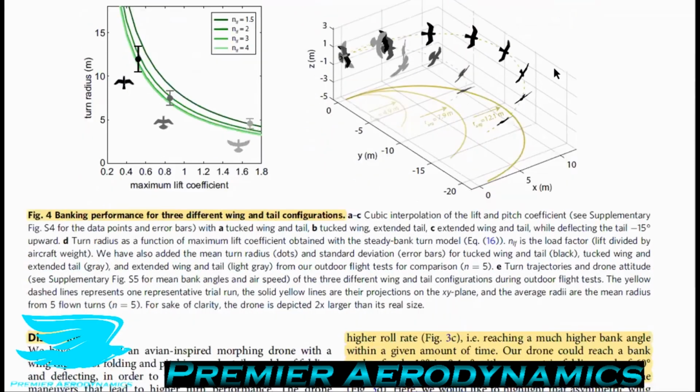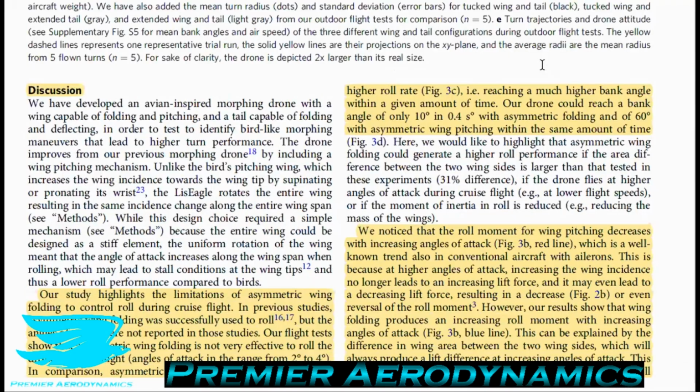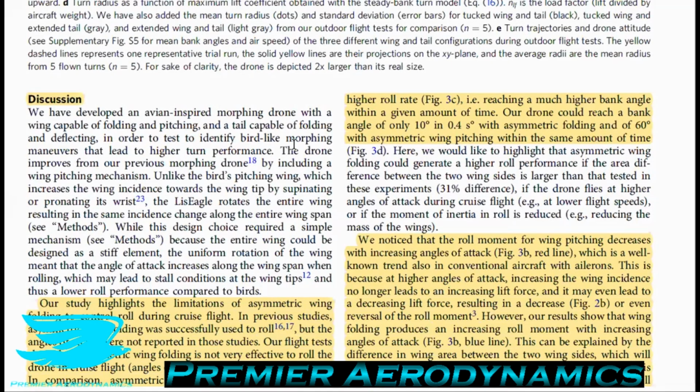So the discussion, let's talk about what they've found overall. So their study highlights the limitations of asymmetric wing folding to control roll during cruise flight. In previous studies, asymmetric wing folding was used successfully to roll, but the angles of attack were not reported in those studies. Their flight tests showed that asymmetric wing folding is not very effective to roll the drone in cruise. And I stress that in cruise because it's important, because at high angles of attack, that is the opposite way.